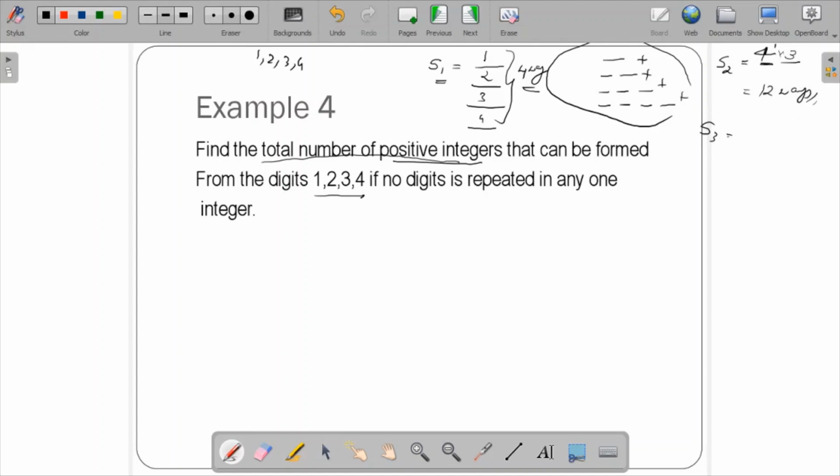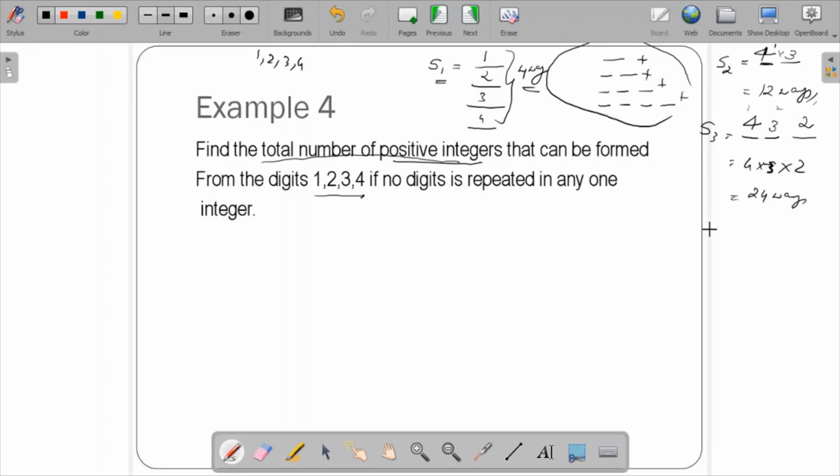Similarly, S3 is 3 digits. This first place has 4 ways. For example, 1 number is occupied over here. The remaining is 2, 3, 4. What are the possible ways of arranging these? 3 ways. Imagine 2 is already over there. Now 1 is here, 2 is there. Repetition is not there, so left is 3, 4, which can be arranged in 2 ways. So it is 4 into 3 into 2, that is 4 3s are 12, 12 2s are 24 ways.